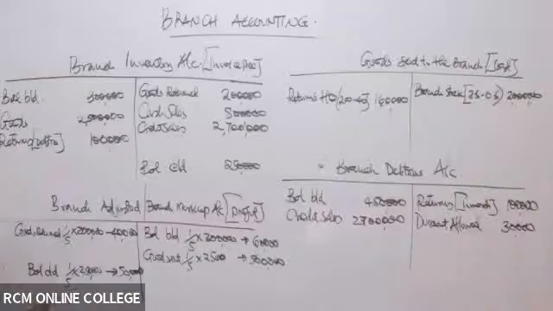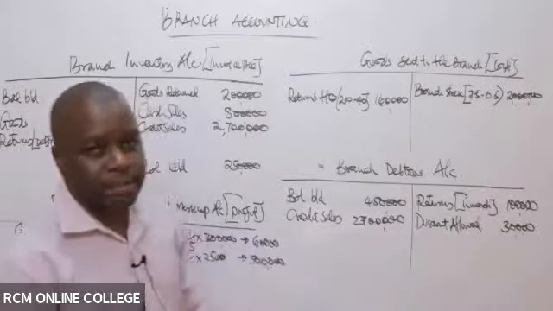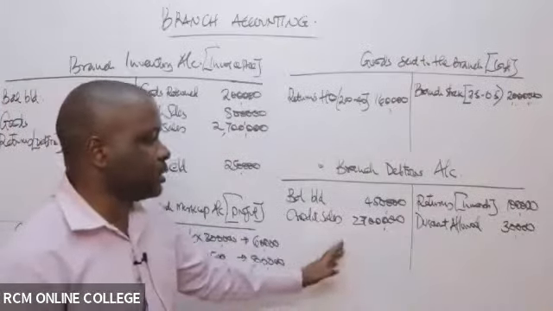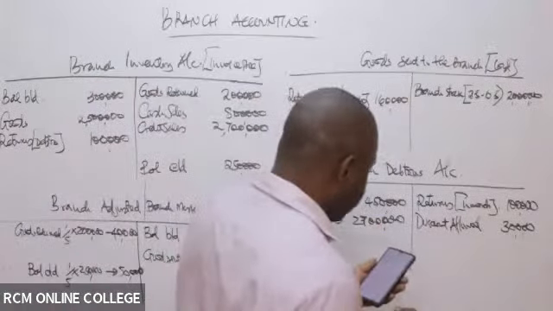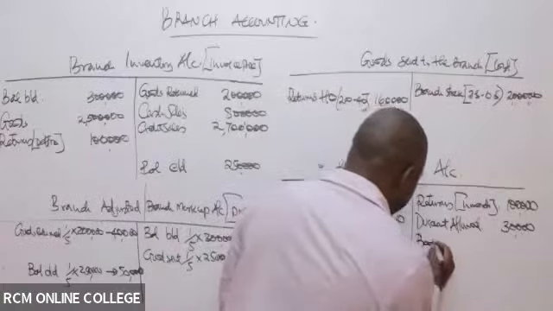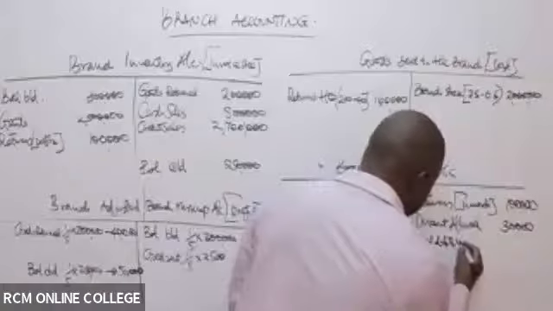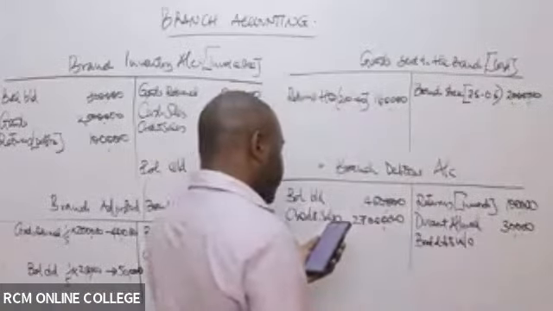Then, bad debts written off. So when you write off debtors, you reduce the debtors amount. So when debtors reduce, you credit. So they had to write off some debtors here. Bad debts written off. It was an amount of, in this case, 20,000.